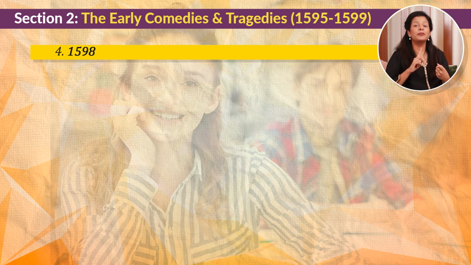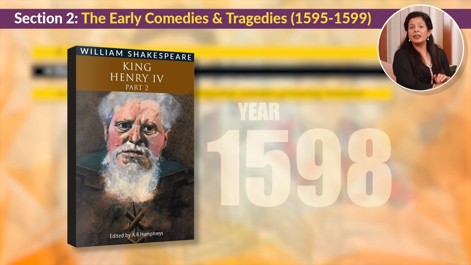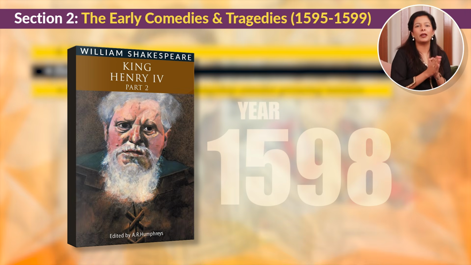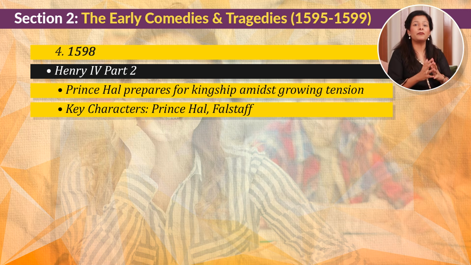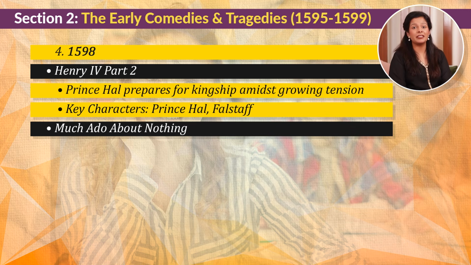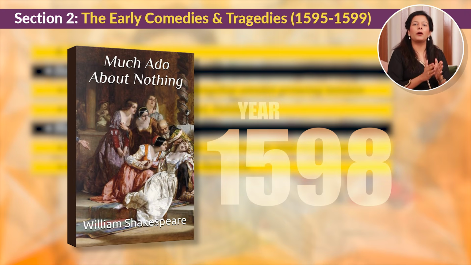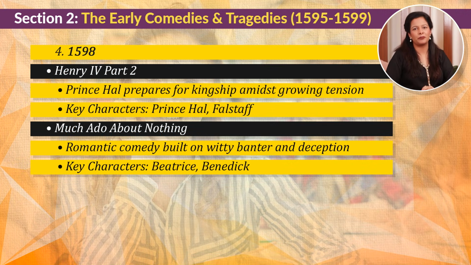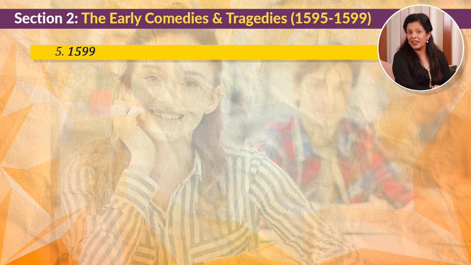Following that, in 1598, Shakespeare wrote two plays. The first is Henry the Fourth Part 2, which continues Prince Hal's journey toward becoming King Henry V. The main characters are again Prince Hal and Falstaff. And the second is Much Ado About Nothing, a sparkling comedy centered on witty banter and romance between Beatrice and Benedict. Finally, in 1599, there are three plays.